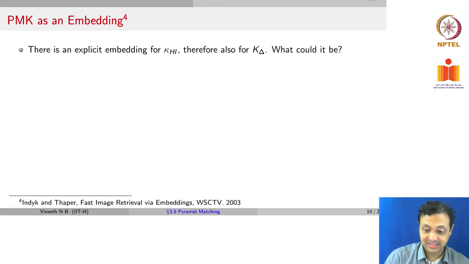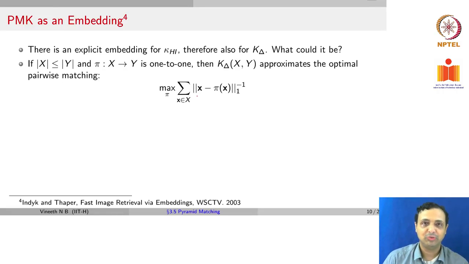To know what the embedding is, let's try to analyze this a bit more carefully. So if you had two images x and y, for convenience, let's assume that x has a lesser number of features than image y. Remember, both of them are unordered sets of features. It could be the other way too. This is without loss of generality. In that case it would just be flipped, but otherwise you can assume that one is less than the other in terms of cardinality of features.